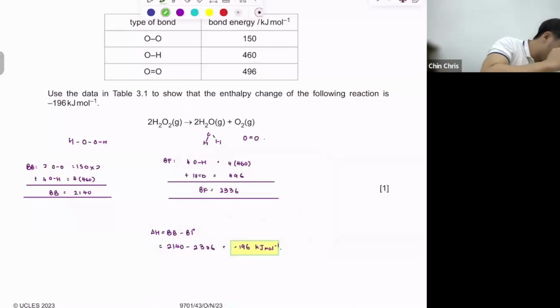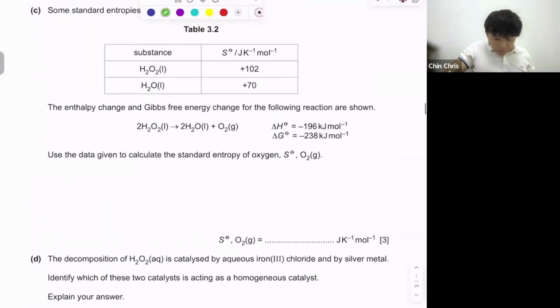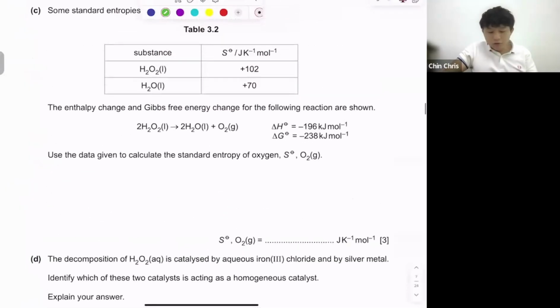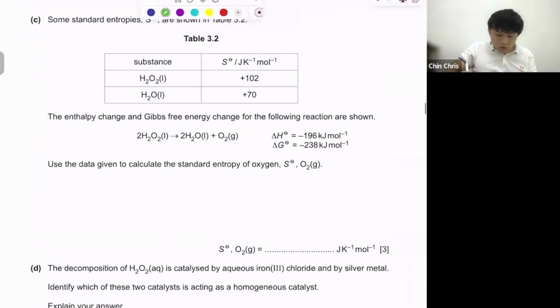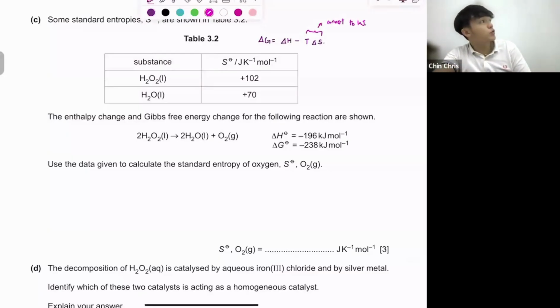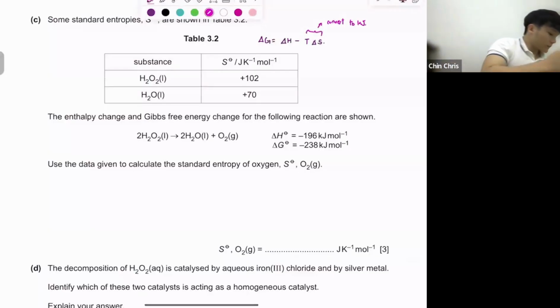Alright, guys, next question. You need to recall our formula. So guys, I'm gonna give you the formula. I want you guys to work it out. The formula is delta G equals delta H minus T delta S. Again, your T delta S, you have to convert to kilojoule. Remember, because delta G is given in kilojoule. Please work it out.